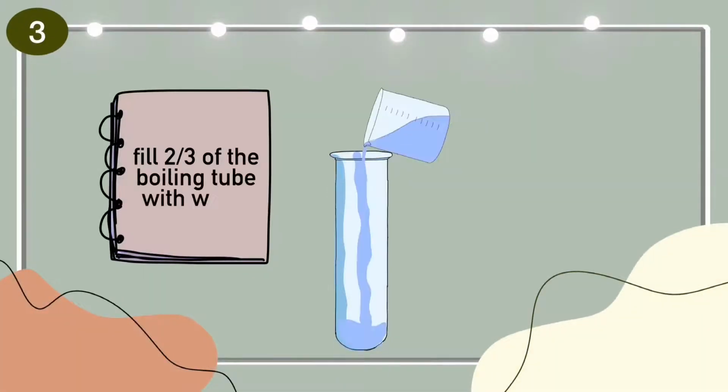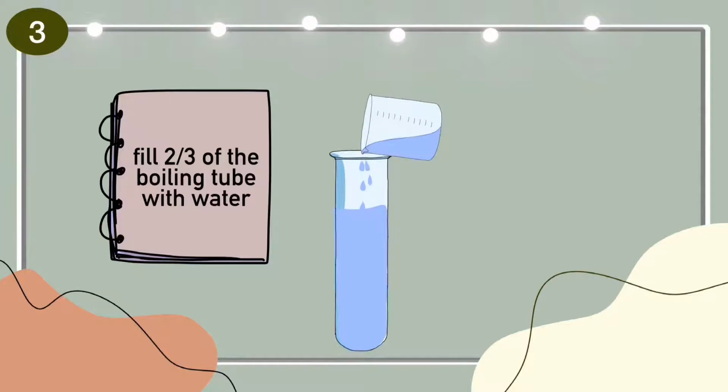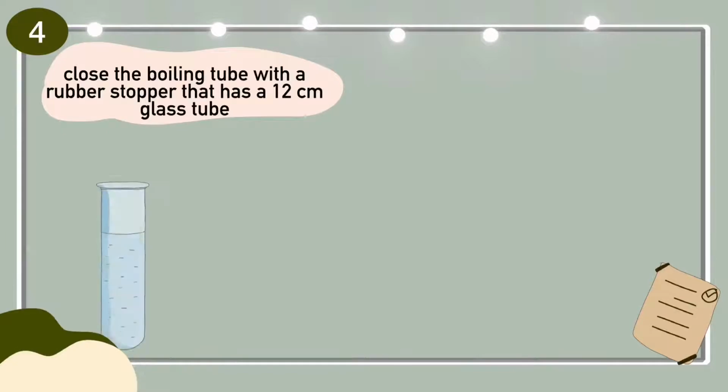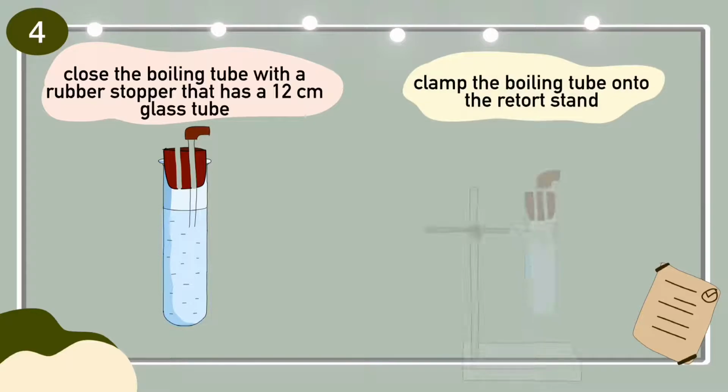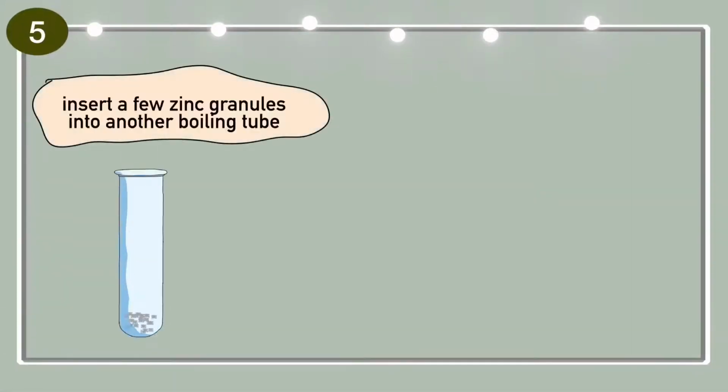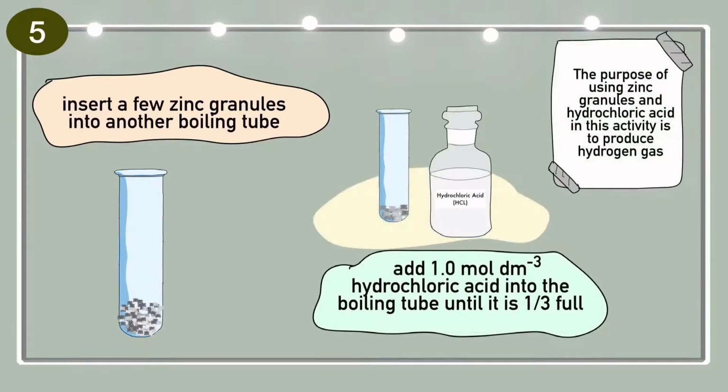Fill 2/3 of the boiling tube with water. Then close the boiling tube with a rubber stopper that has a 12 cm glass tube, and clamp the boiling tube onto the retort stand. Next, insert a few zinc granules into another boiling tube. Add 1.0 mol per decimeter cube hydrochloric acid into the boiling tube until it is 1/3 full. The purpose of using zinc granules and hydrochloric acid in this activity is to produce hydrogen gas.